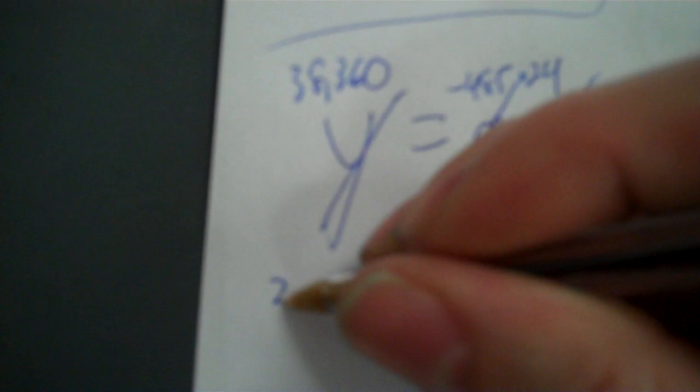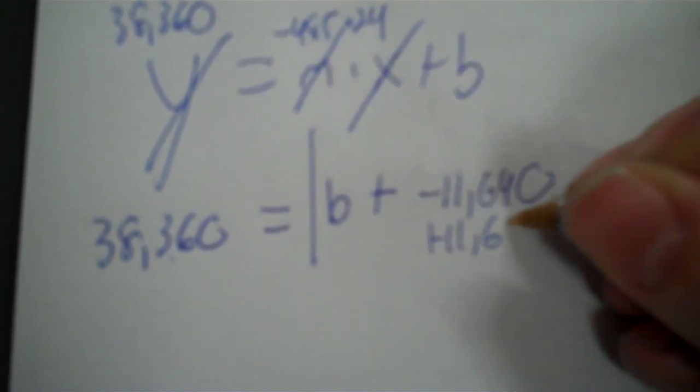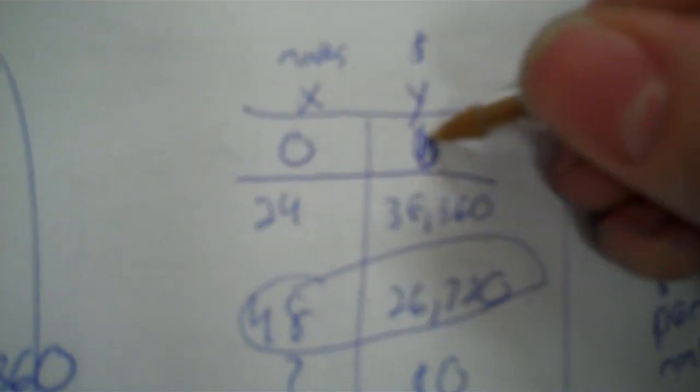Go to your table. So X is 24. Y is 38,360. Okay. So 38,360, and then you're going to times by 24. B plus negative 485 times 24 is going to be negative 11,640. Now add that on, and that's your beginning amount. Okay, that's actually 50,000. 50,000 even. That's not your answer. That's where you started at. Okay. So your B is 50,000.